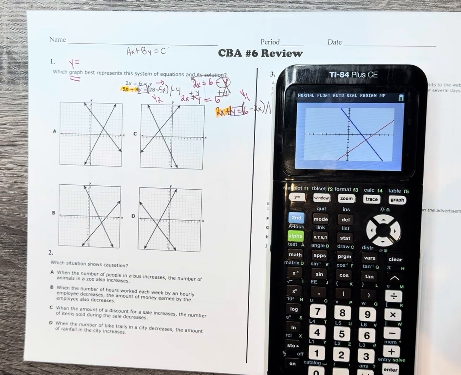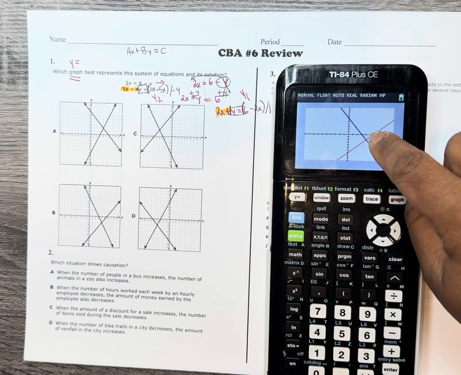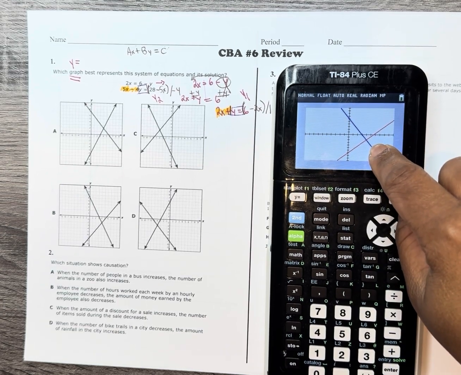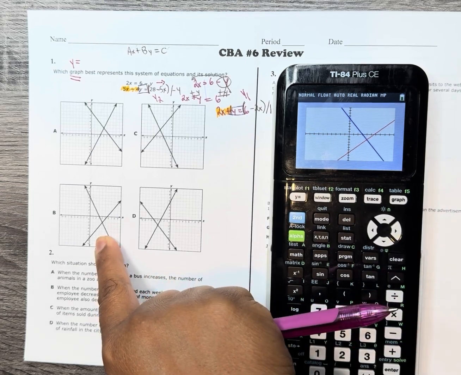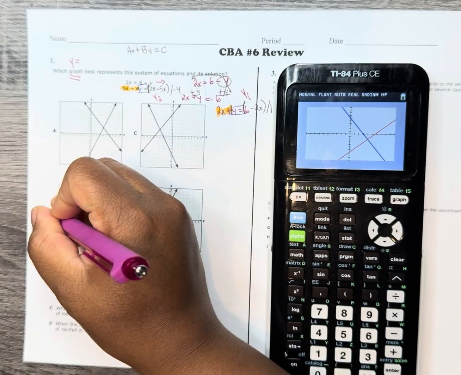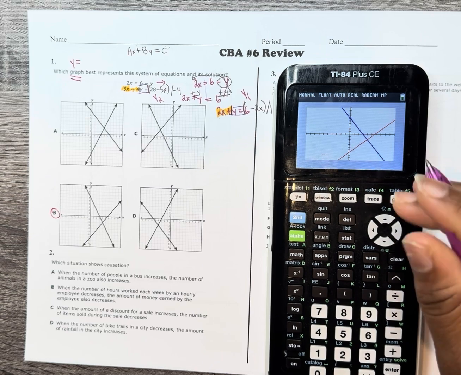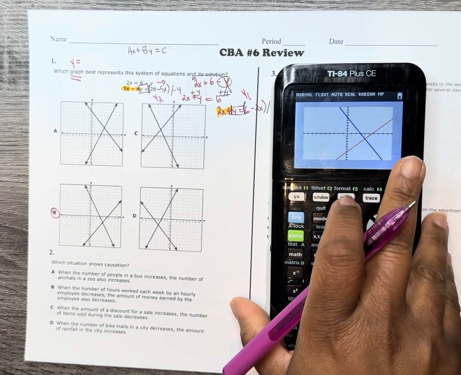It looks like the intersection is here in like the 4th quadrant. And the only one that has a solution in the 4th quadrant is B, which means B is our solution. Okay? All right, number 2.